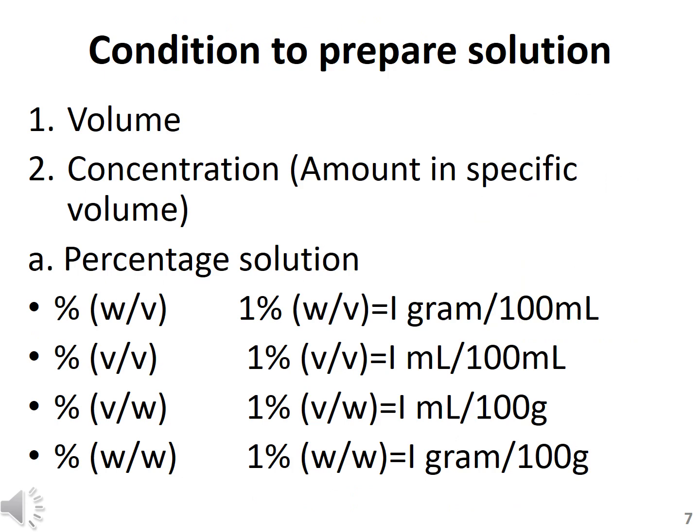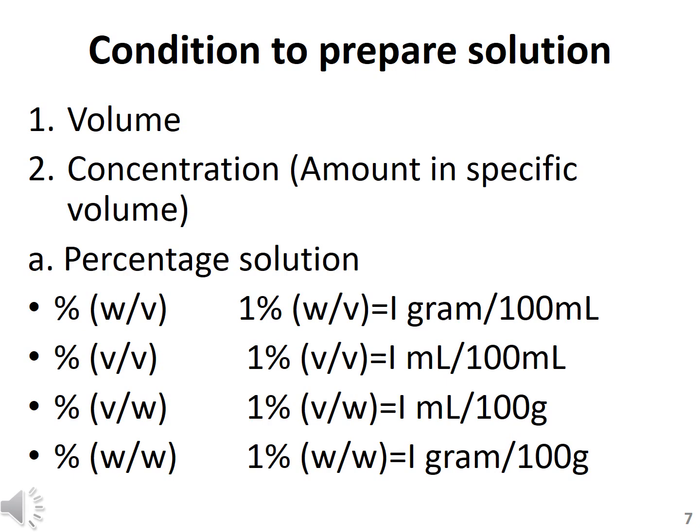In order to prepare a solution, we must be familiar with some basic terms or conditions used in gravimetric analysis. Number one, volume. It means how much volume we are interested to have for gravimetric analysis, and the concentration, that means a specific amount of the solute in a specific volume. And these concentrations are of various types.